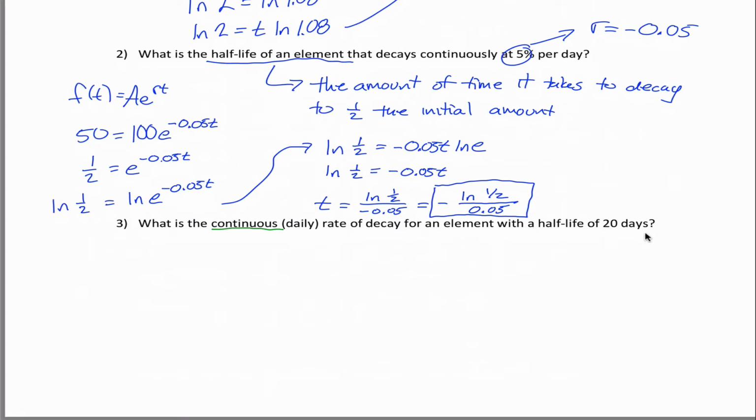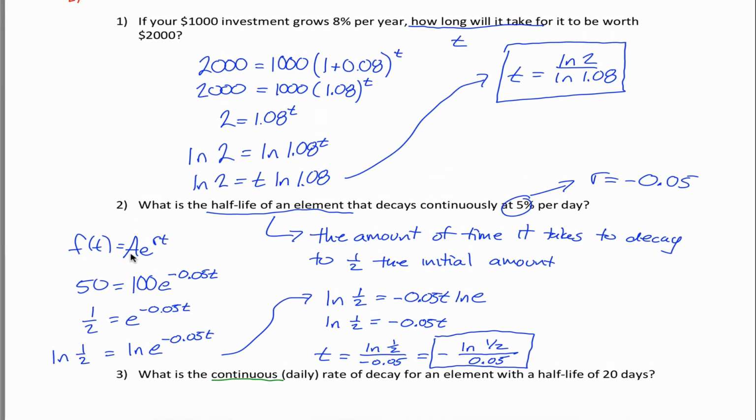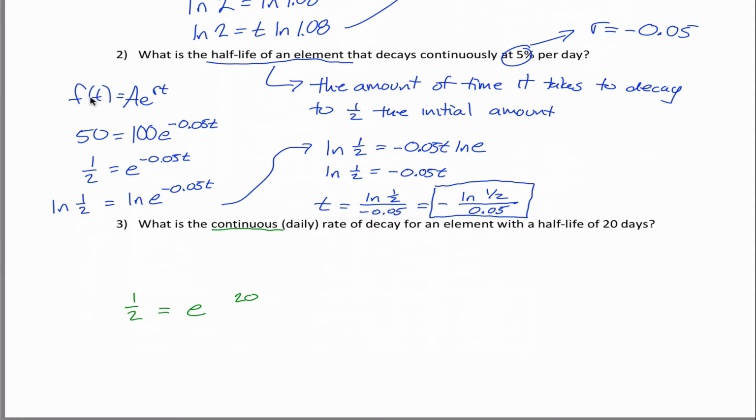The element has a half-life of 20 days, so I can pretend that I'm starting out with 1 and I'm ending up with 1/2 after 20 days. Right? I'm sort of taking this formula right here and plugging in 1/2 for f of t, plugging in 1 for a, but 1 times something, you don't even need to write that 1, that's a. And then I'm leaving room up here for r times t.